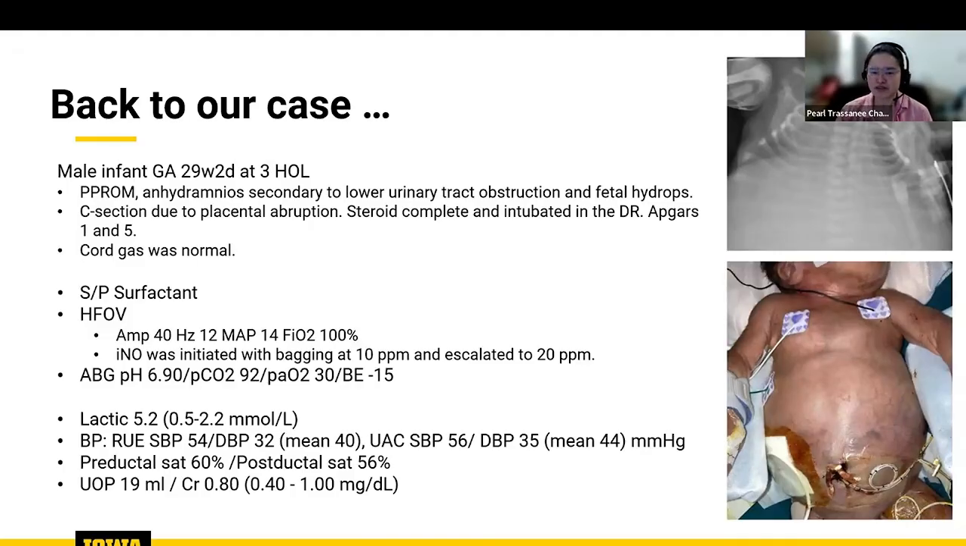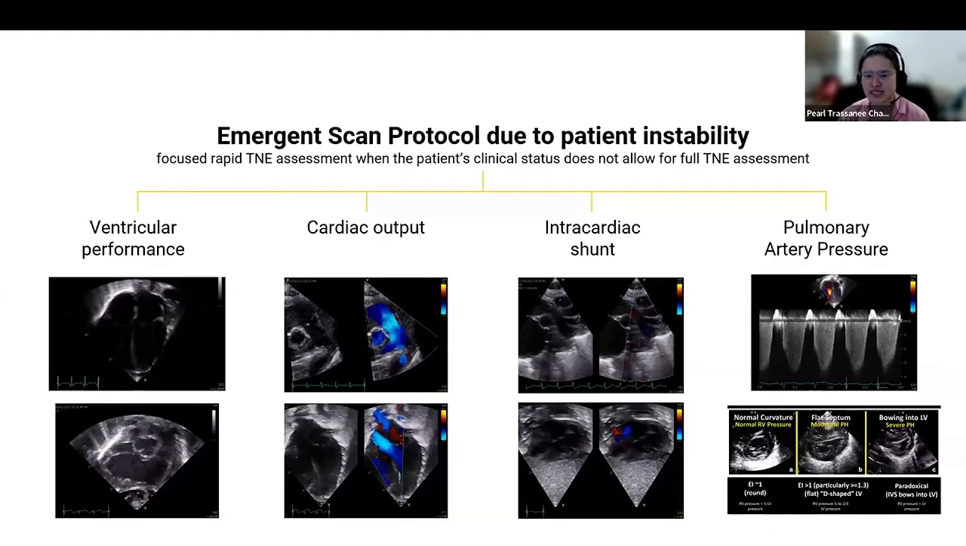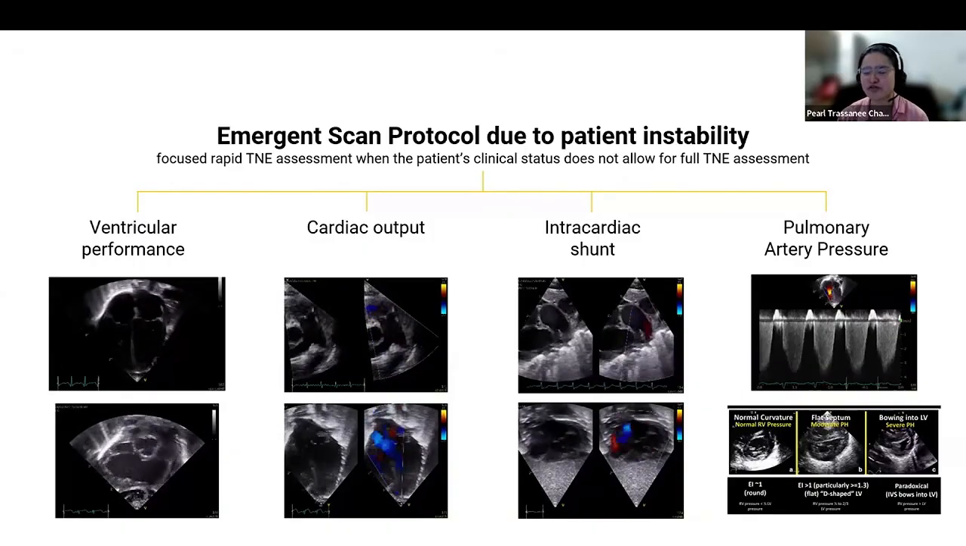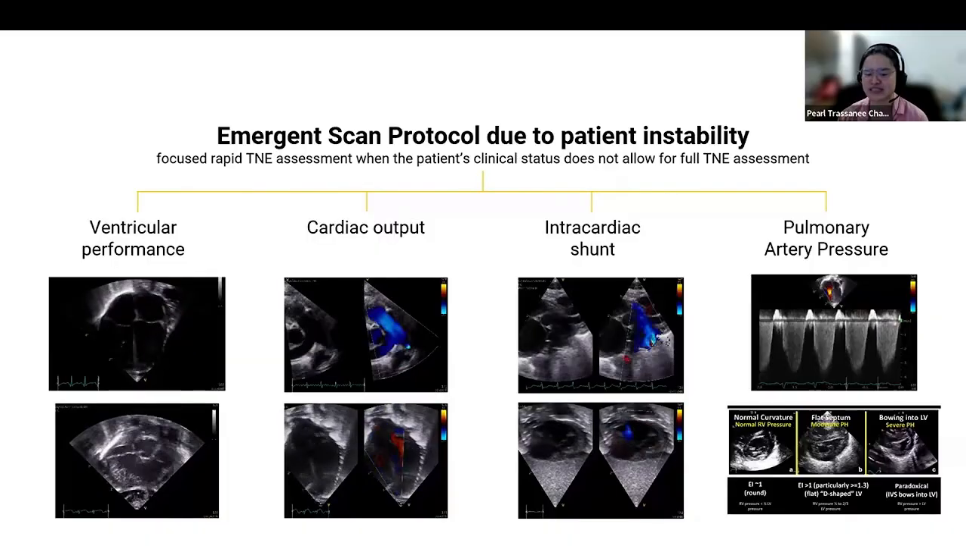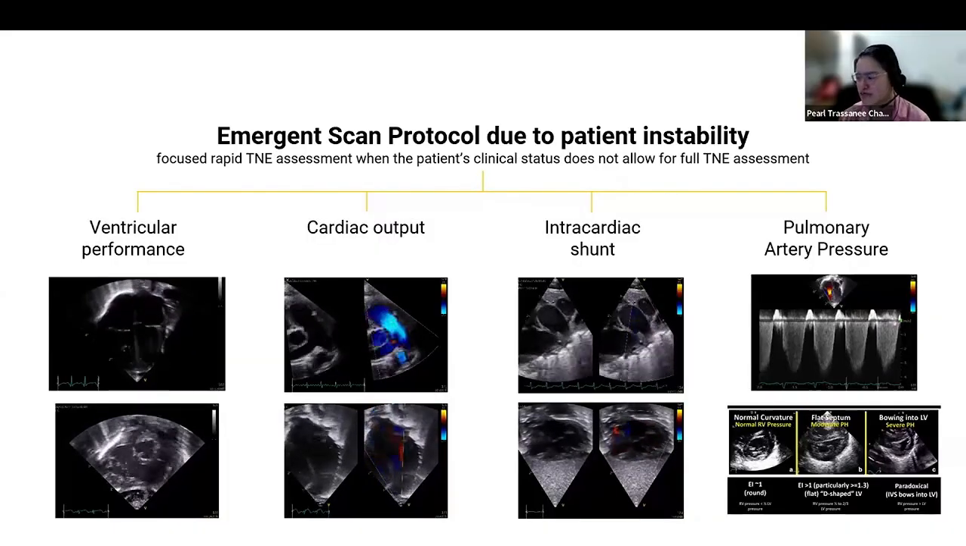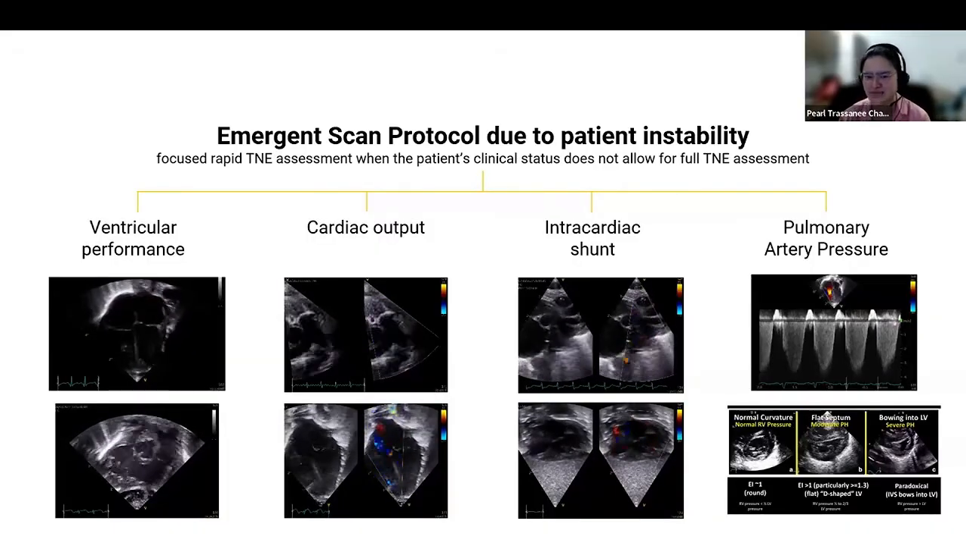Now, after we have gone through all the phenotypes and all the assessments, let us revisit the case I told you about in the beginning, a preterm infant with hypoxemic respiratory failure and lactic acidosis. In this patient, secondary to his severe clinical status, an emergent scan protocol was utilized to initially identify the above goals, and as soon as the patient's clinical status improved, a full TNE was then completed.